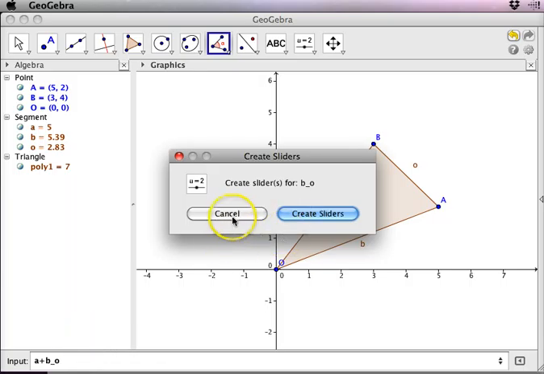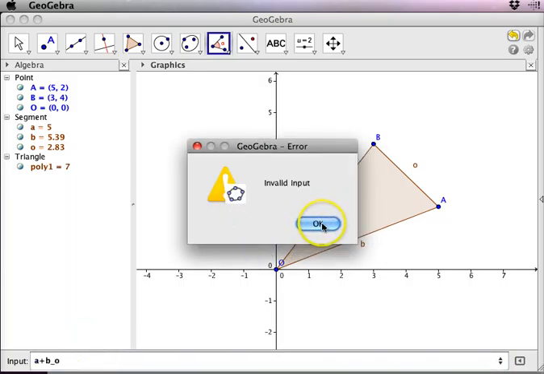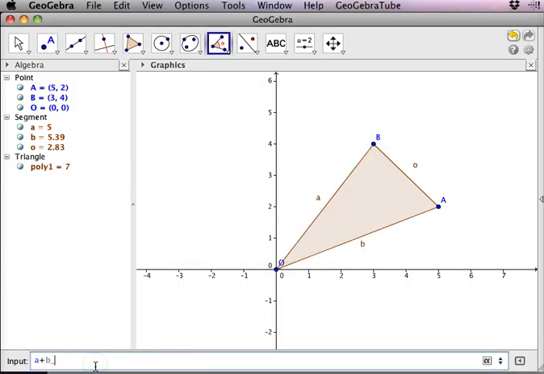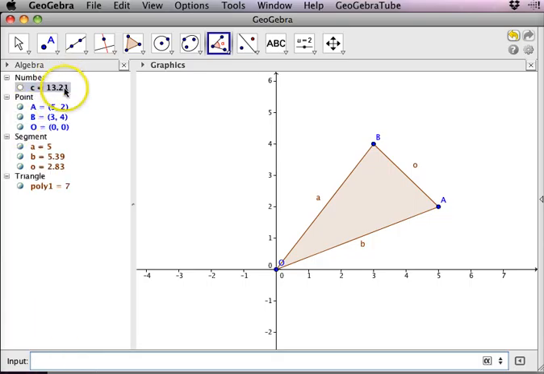Oh, messed that up, sorry. Let me do that again. Let me fix that. A plus B plus O. And we get the perimeter of 13.21.